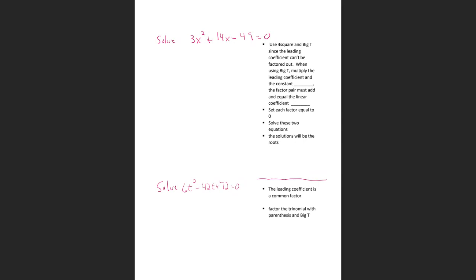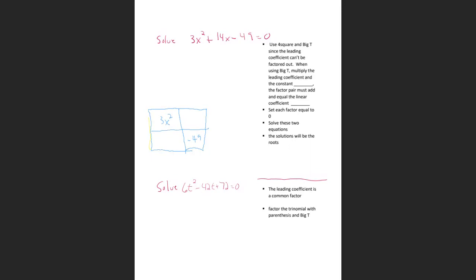So in using 4 square as my strategy, I draw my 4 square. When I use 4 square, what I'm focusing on is my quadratic term goes in the top left. My constant goes in the bottom right.